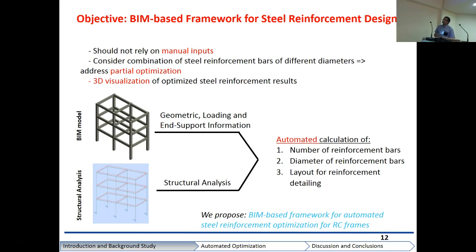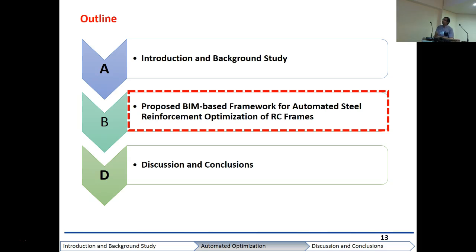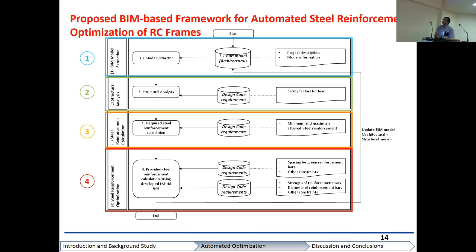Now let's discuss the second part of the presentation, that is the proposed BIM-based framework for automated steel reinforcement design of RC frames. Our framework has 4 modules. The first one is BIM Model Extraction. The second one is the structural analysis. The third one is the steel reinforcement calculation according to the design code. And the fourth one is the steel reinforcement optimization, satisfying the design code requirements.